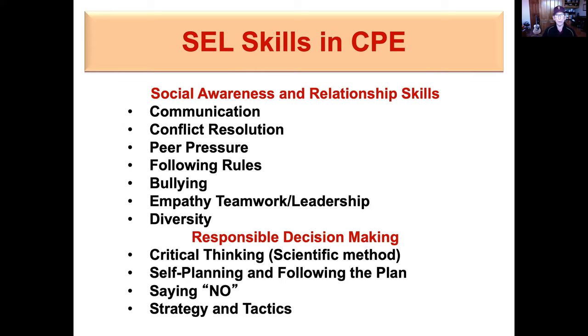Under social awareness and relationship skills, 2 other factors in the CASEL model, includes things like the self-management skills of communication, conflict resolution, peer pressure, following rules, bullying, empathy, teamwork, leadership, and diversity. Responsible decision-making includes things from the Fitness for Life model, like critical thinking, self-planning, and follow-up planning, saying no, and strategy and tactics. So what I'm trying to show here is that physical education for years has done SEL.